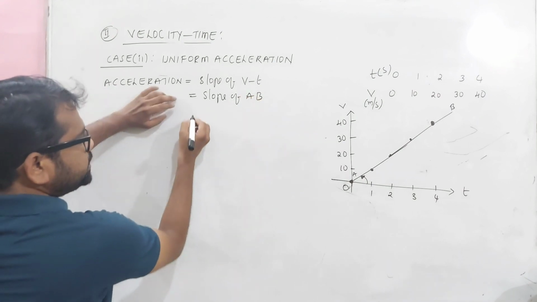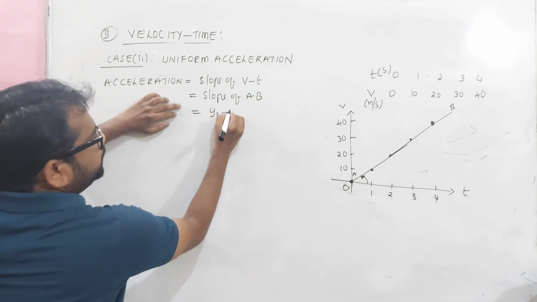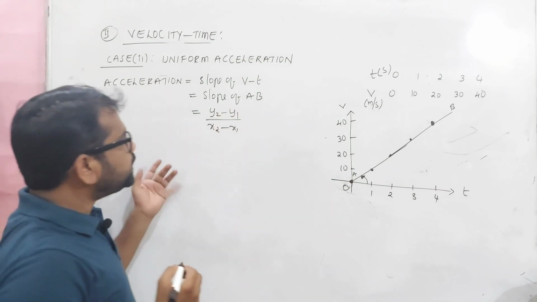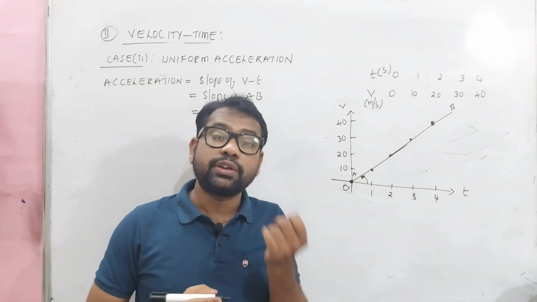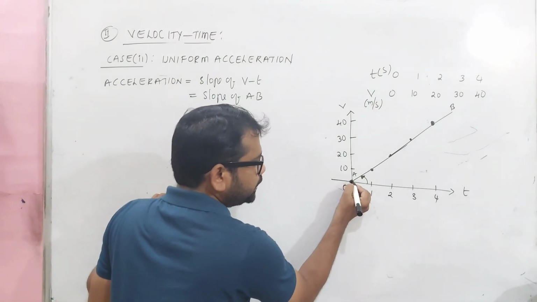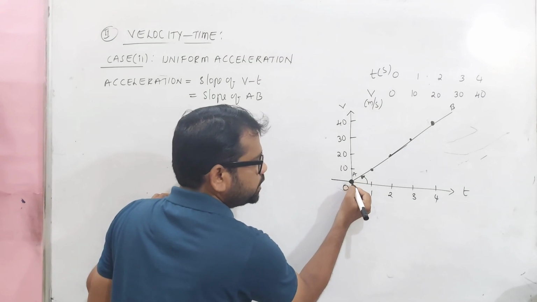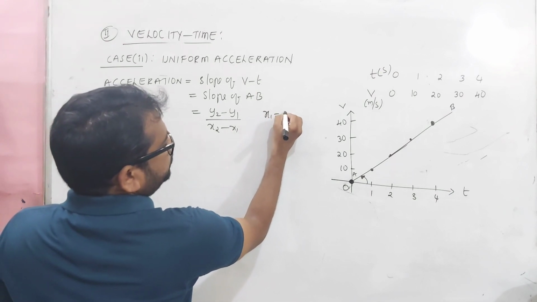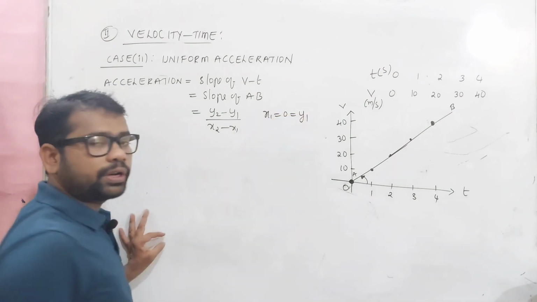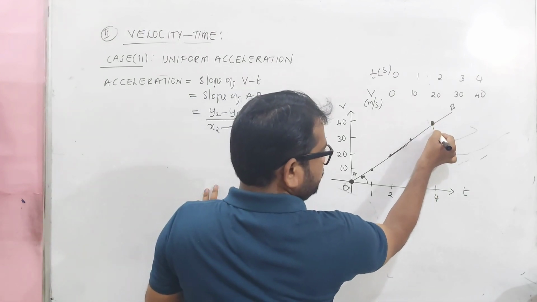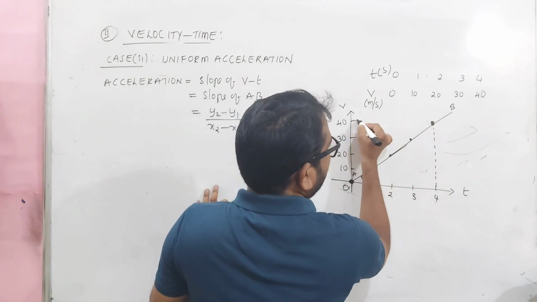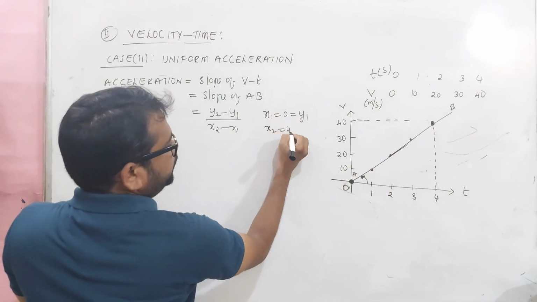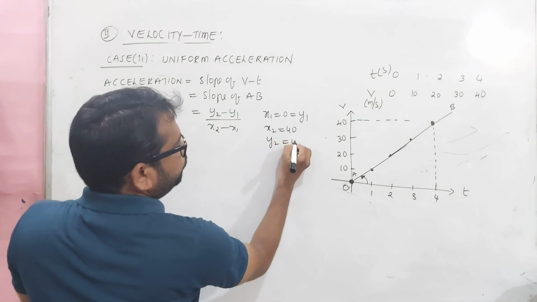Children, we know the slope formula. It is y2 minus y1 by x2 minus x1. Then what are the x2, x1, y2 and y1 values? Children, the graph is starting from the origin, so x1 is 0 and y1 is 0. What about x2? x2 is 4 and y2 is 40. So here x2 is equal to 4, and y2 is 40.